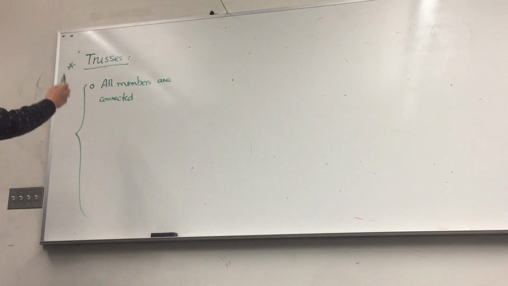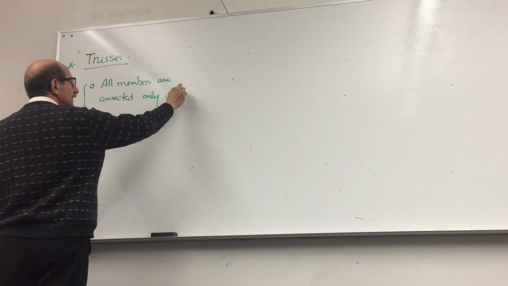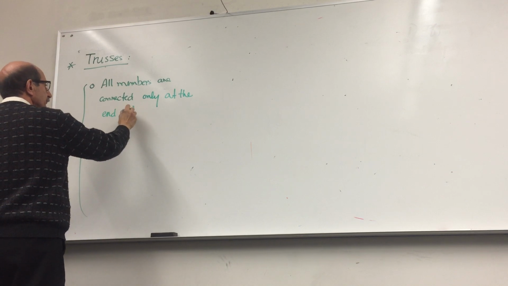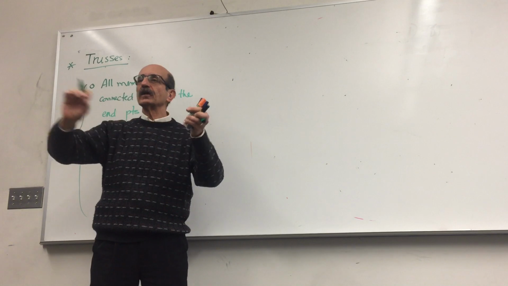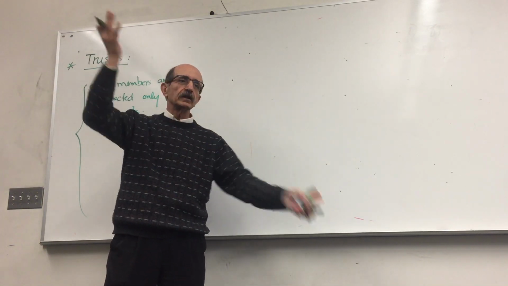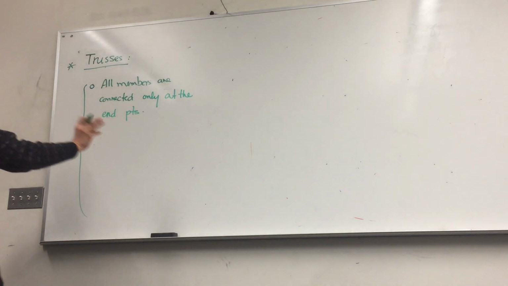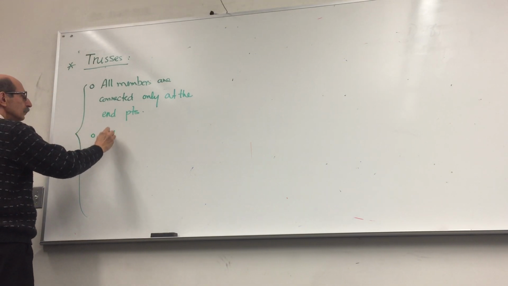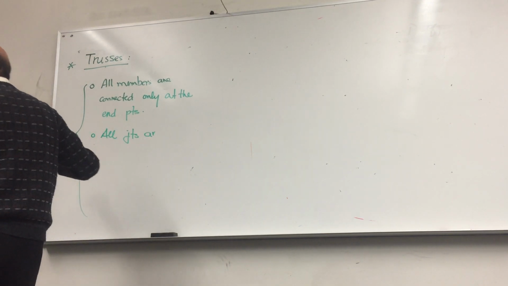All right, so all members are connected only at the end points. You cannot find in a truss that the members are connected somewhere along the length of that member. That's the first important attribute of a truss. Okay? All joints are pins.